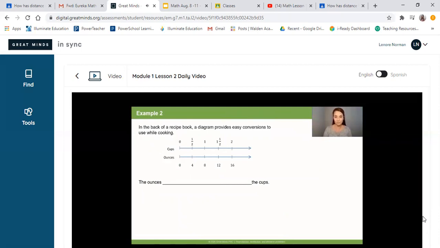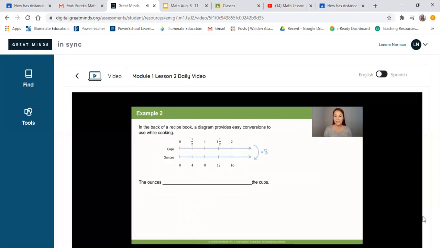How do we know? When we think back to our last example, we might recall that if there is a number that works in every case, there is a proportional relationship. Let's take a moment to review the pairs of numbers in the table. 1/2 and 4, 1 and 8, 1 and 1/2 and 12, and 2 and 16. Are you noticing that the second number is always 8 times the first?